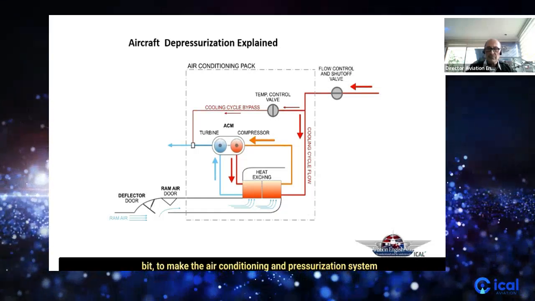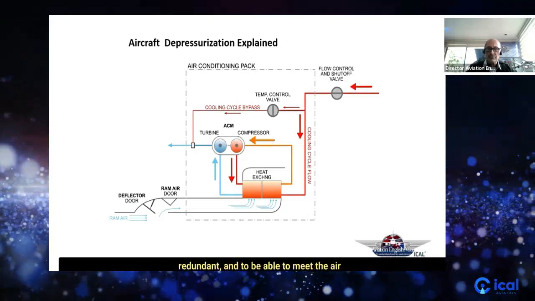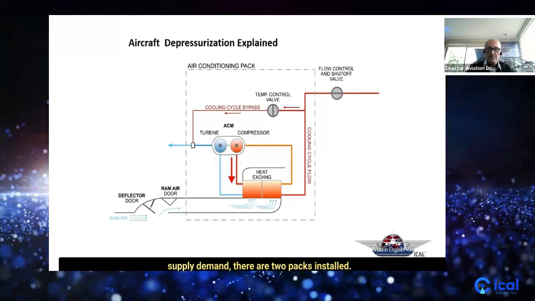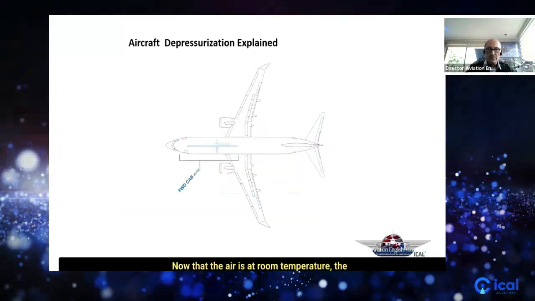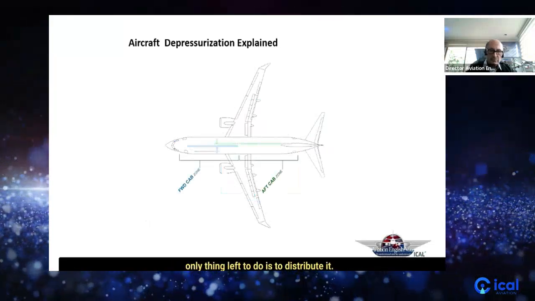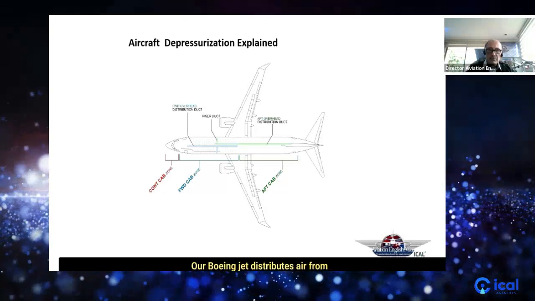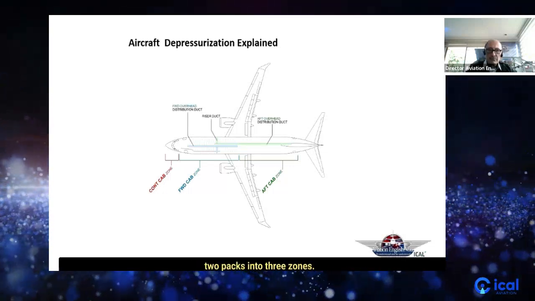To make the air conditioning and pressurization system redundant and to be able to meet the air supply demand, there are two packs installed. Now that the air is at room temperature, the only thing left to do is to distribute it. Our Boeing jet distributes air from two packs into 3 zones.